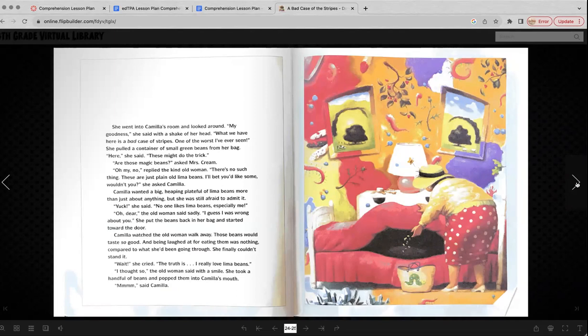Are those magic beans? asked Miss Cream. What do you guys think those are? Yeah, maybe. Oh my, no, replied the old kind one. There's no such thing. These are just plain old lima beans. I'll bet you'd like some, wouldn't you? she asked Camilla. So where's her mouth in this picture?